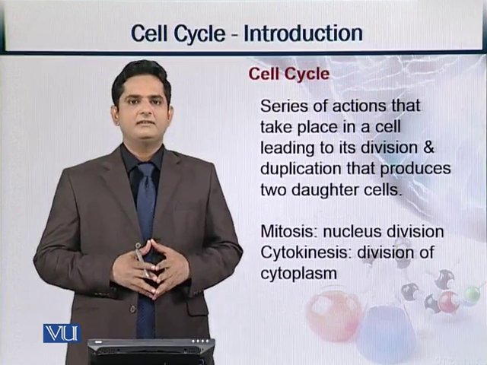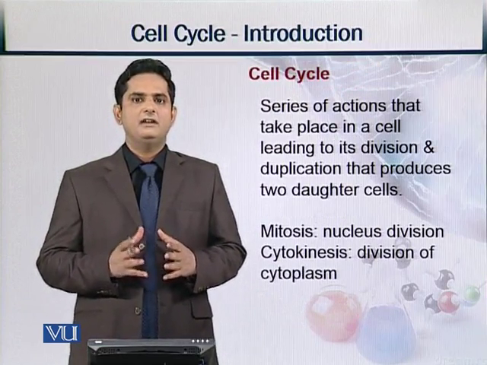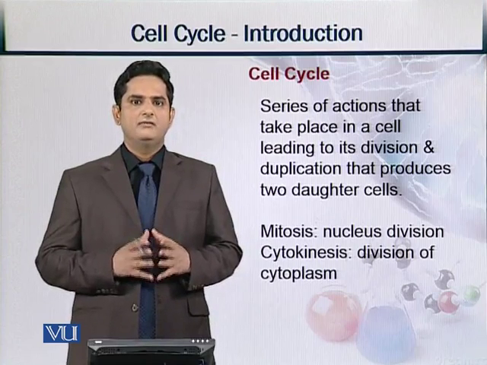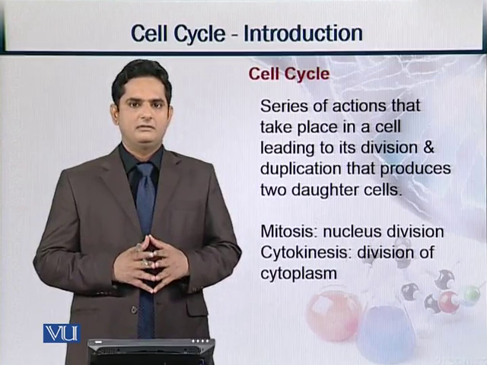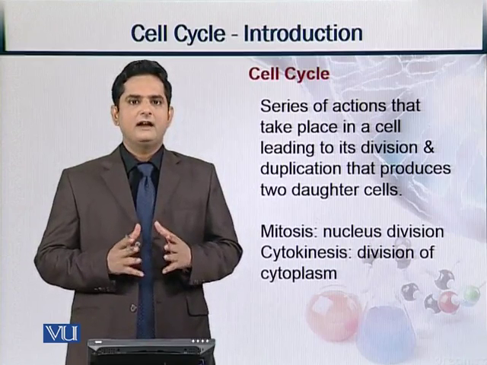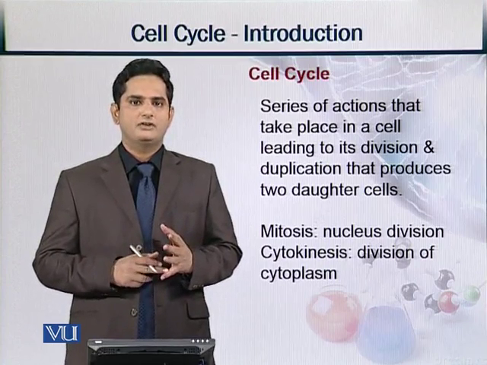So basically, what is a cell cycle? By definition, we can say that the cell cycle is a series of steps that takes place for cell division. Now this cell division can be of two types. What are those types? That can be basically asexual reproduction or sexual reproduction.